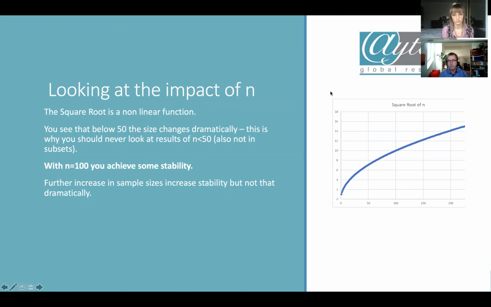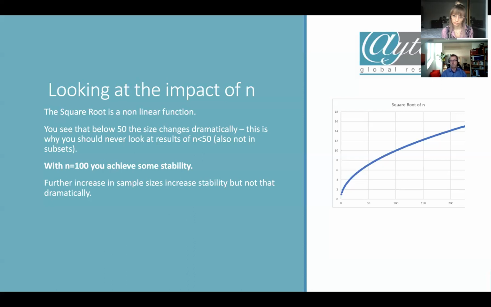So you see that for 50, it's about 7, because 50 is 7 times 7. And you see that it increases a lot in the beginning, which means you have a lot of volatility in the beginning, depending on the sample size. And also you have a very low denominator.